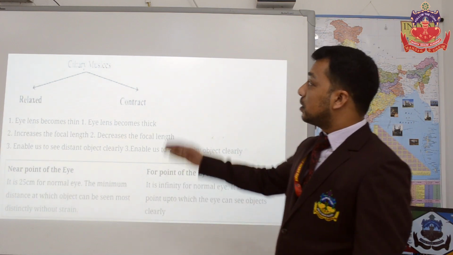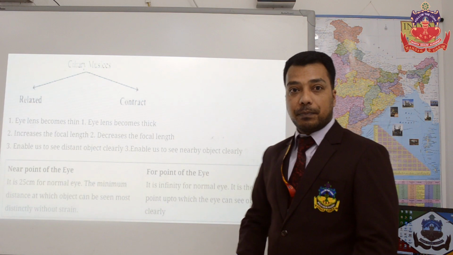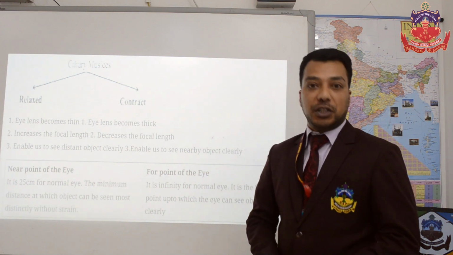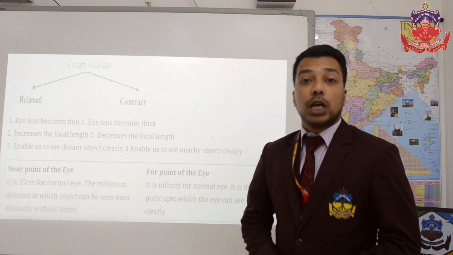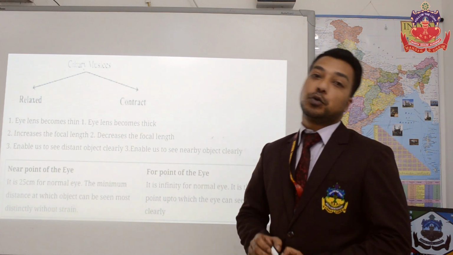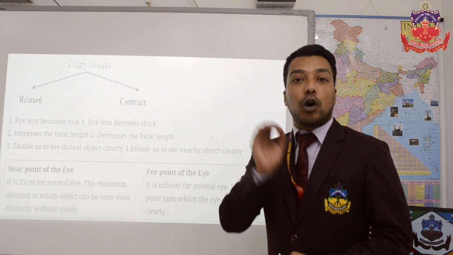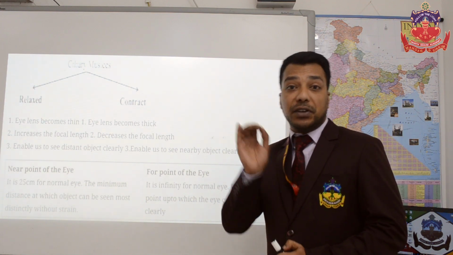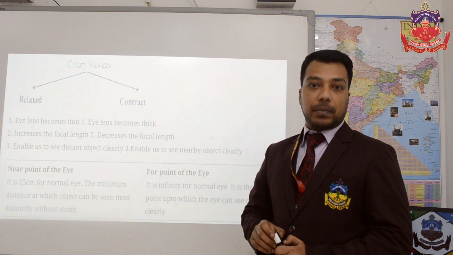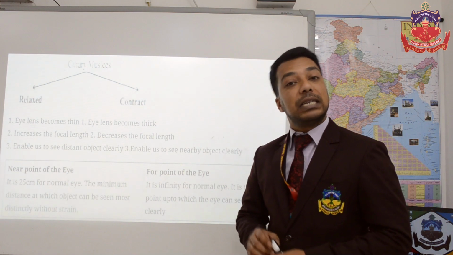As we have already discussed the ciliary muscles, let us proceed to the next topic, that is range of vision of the normal human eye. The nearest point that a normal human eye can see is 25 centimeter, and the farthest point that a normal human eye can see is infinite. Now let me talk about an example. Why is the farthest point infinite?